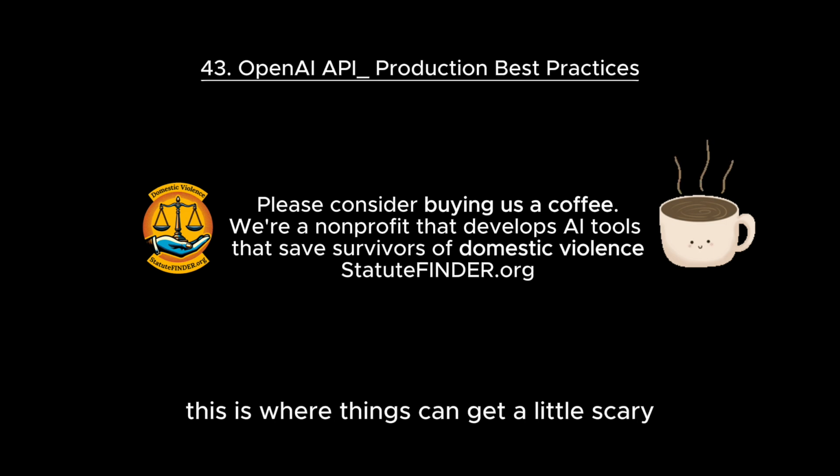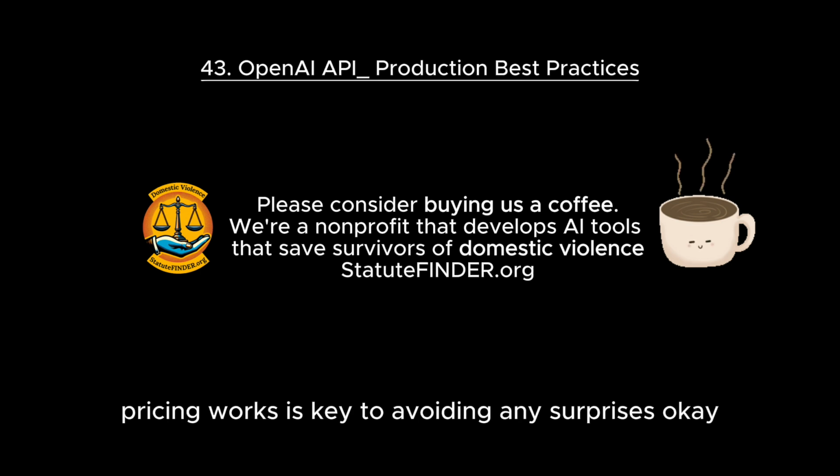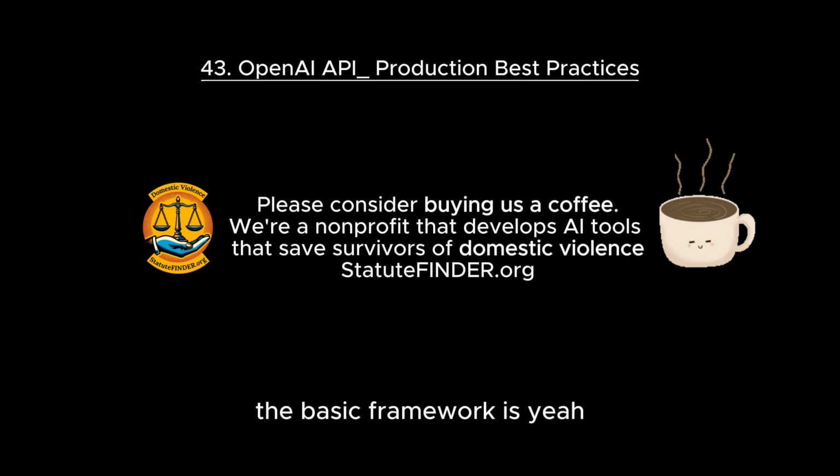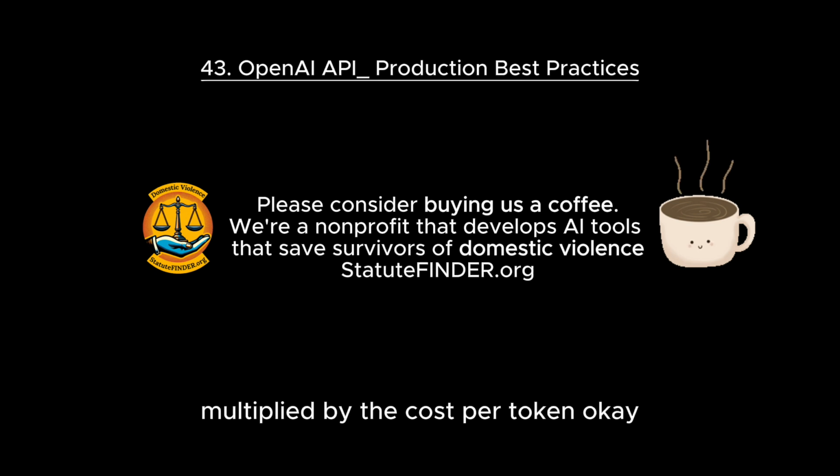I have a feeling this is where things can get a little scary. It doesn't have to be scary. Understanding how OpenAI pricing works is key to avoiding any surprises. And it's actually quite straightforward. The basic framework is cost equals the number of tokens used multiplied by the cost per token.